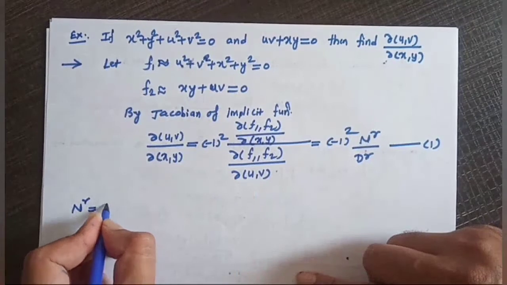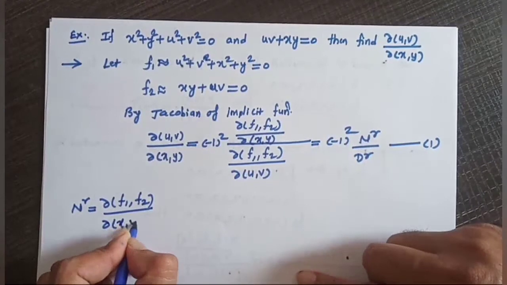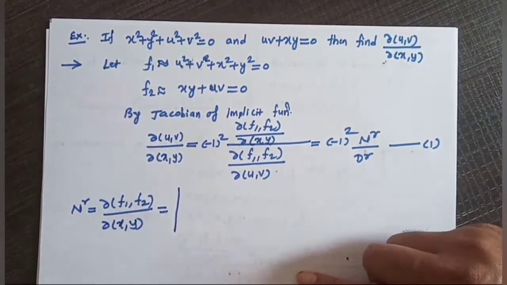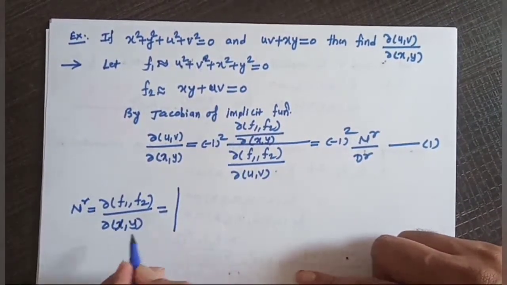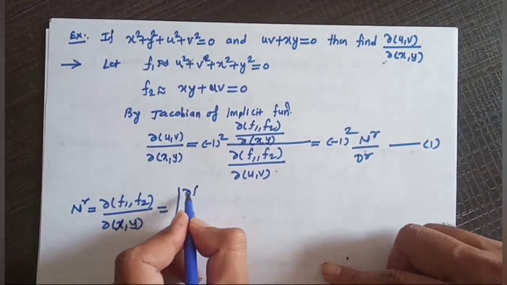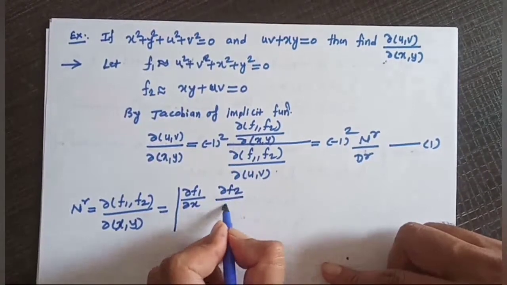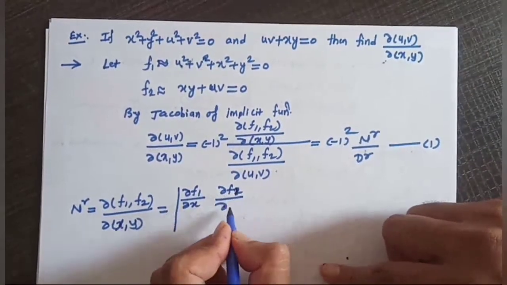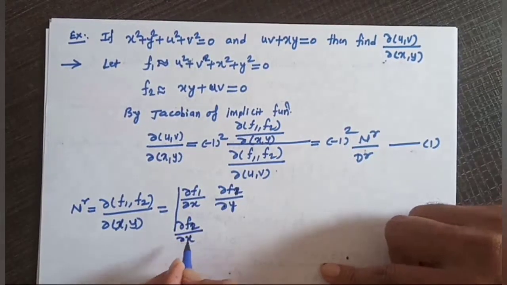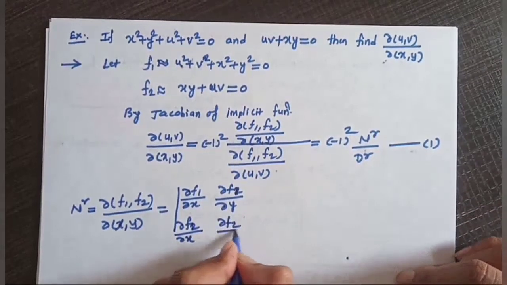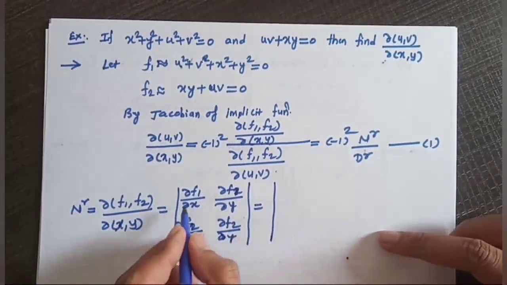So the numerator is what? It is the Jacobian of f1, f2 with respect to x, y. What is the Jacobian of f1, f2 with respect to x, y? The first row is derivative of f1 with respect to x, then f1 with respect to y, and the second row is f2 with respect to x, f2 with respect to y, and this is equal to f1 with respect to x.